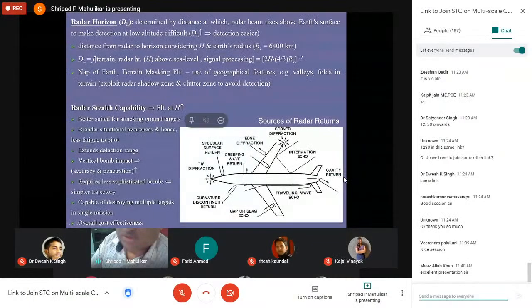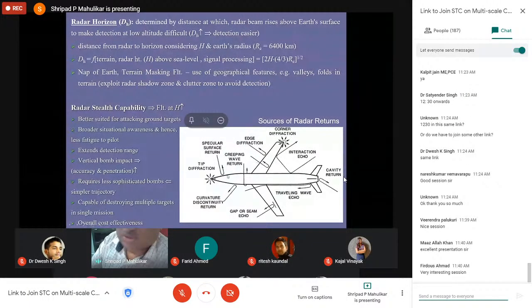And these are the important sources of radar returns. These sources of radar returns are mentioned from the point of view of RCS reduction techniques. So some of the most common radar returns are specular surface return. Then we have cavity return, which is also very common.